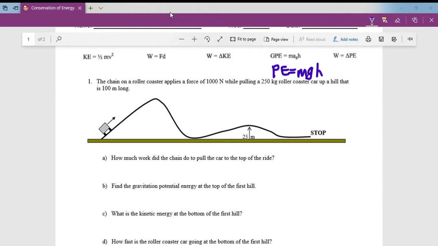Hi everyone, today we're going to look at some conservation of energy problems. I'm going to do the first problem with you and then you'll do the remainder for your assignment. The assignment will not be due until the second class, okay, at 9 p.m.